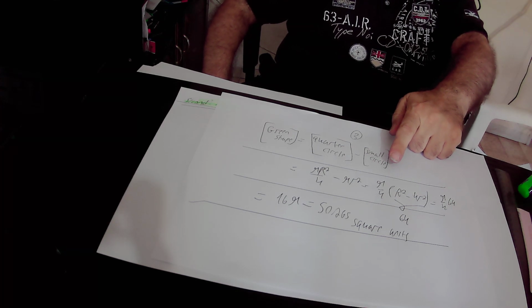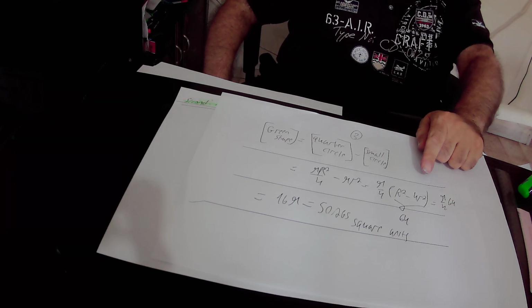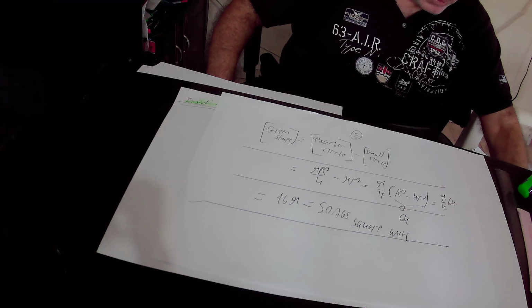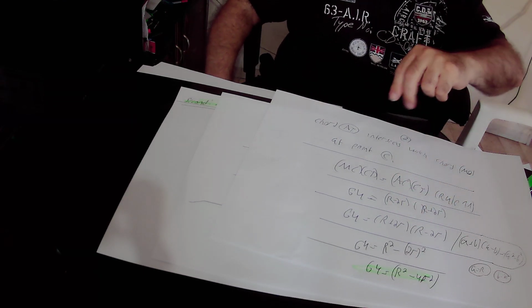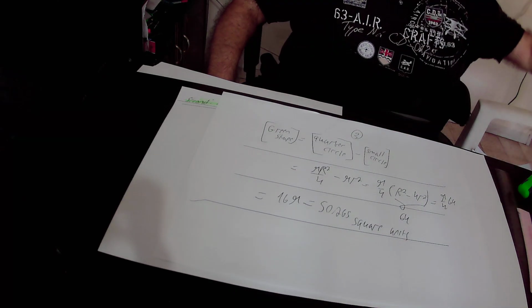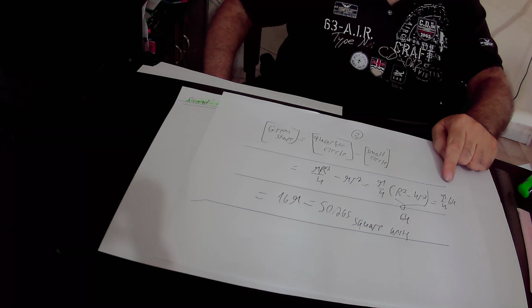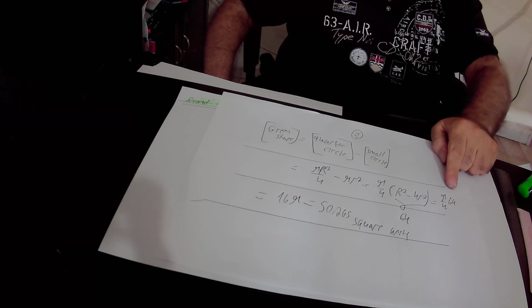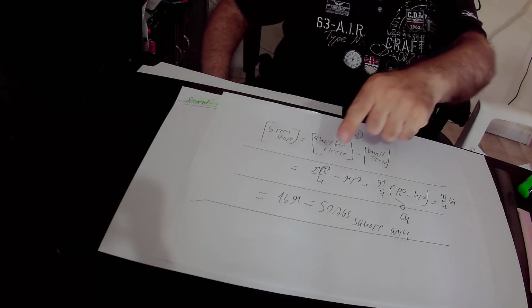We took pi over 4 as a common factor, and inside the brackets what is left is capital R squared minus 4R squared. But we've already found out that capital R squared minus 4R squared equals 64. Therefore, we can substitute capital R squared minus 4R squared by 64. We got that the area of the green shape equals pi over 4 times 64. 64 over 4 is 16. So in total, this expression equals 16 pi.